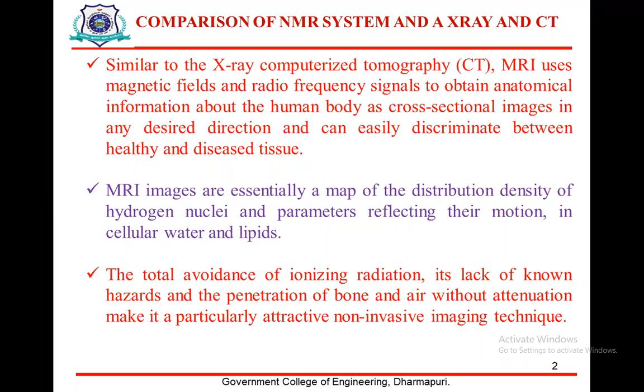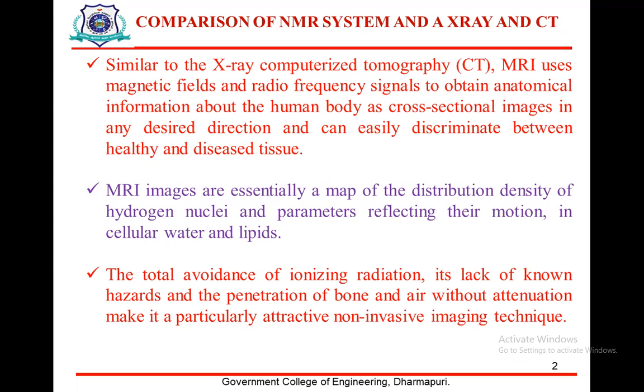What is the main comparison between NMR system and X-ray and CT? Similar to X-ray, the CT computed tomography, MRI uses magnetic field and radio frequency signal to obtain anatomical information about the human body as cross-sectional images in any desired direction. That is very important. It can easily discriminate between the healthy and diseased tissue.